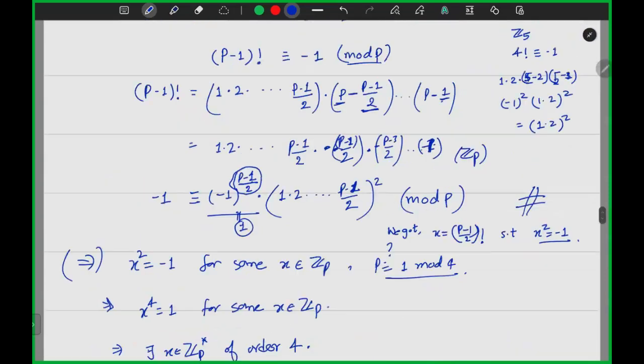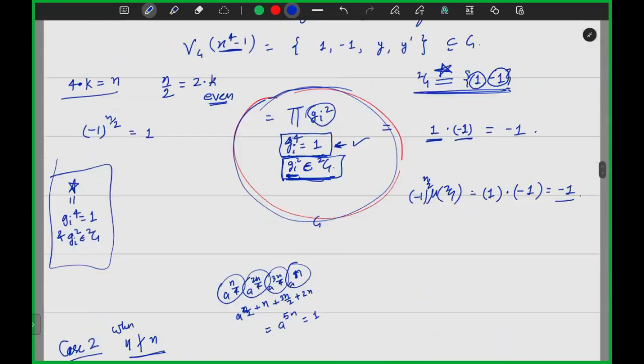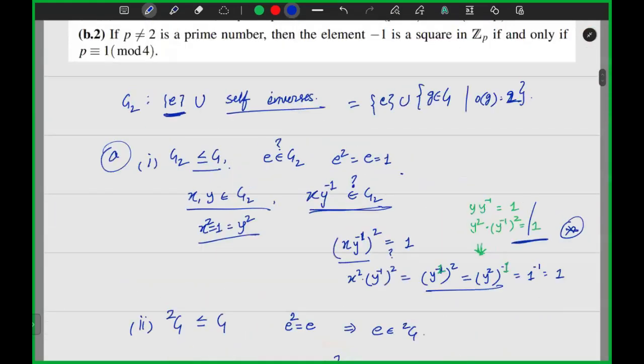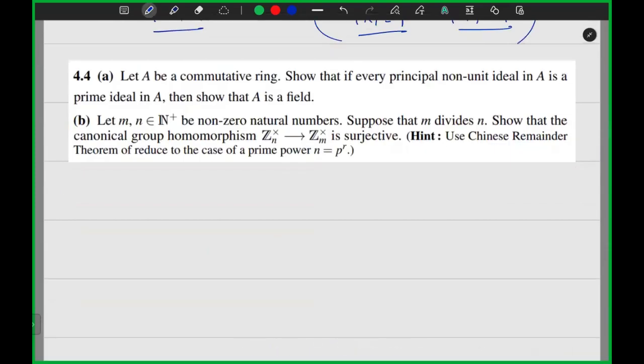Now we come to, we still have time, so we were coming to the next question. Let A be a commutative ring such that if every principal non-unit ideal is a prime ideal, then A is a field. If you can give some idea, we will solve it together.